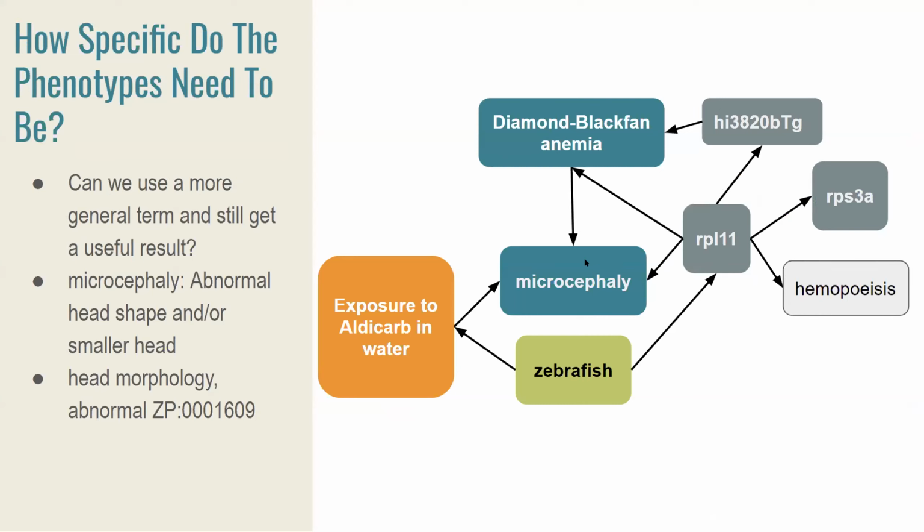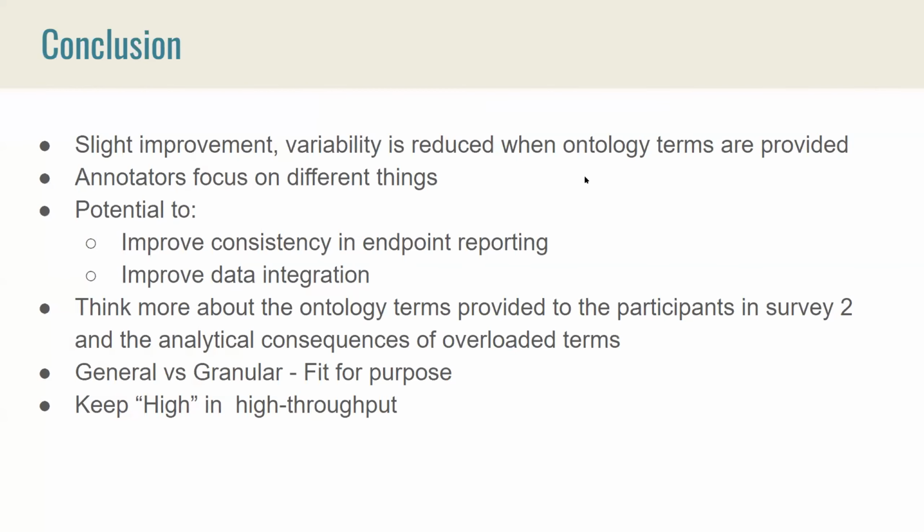And so the question then becomes, how specific do these phenotypes need to be? Is it okay if everyone just says abnormal head, or do we need to have microcephaly in here? And I think the answer is probably we need them to be as specific as they can realistically be. If we substituted microcephaly for abnormal head morphology here, we would of course get these results, but we would also get all of the other results that apply to any sort of abnormal head morphology phenotype. So it would make things a lot more difficult.